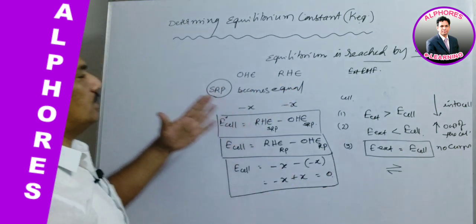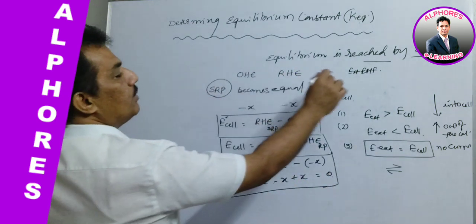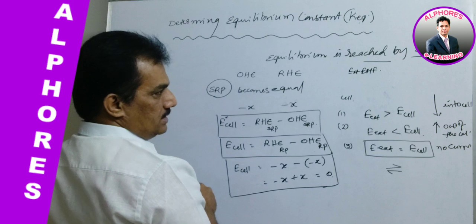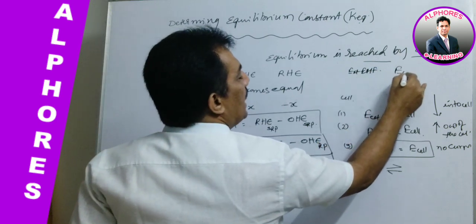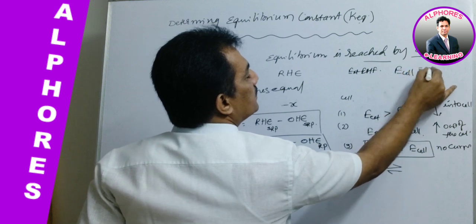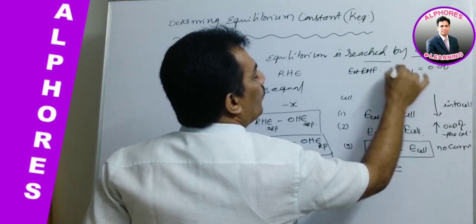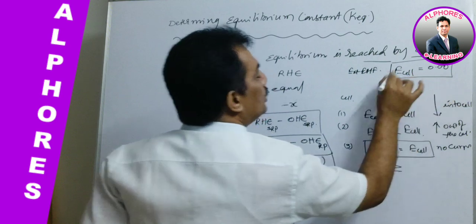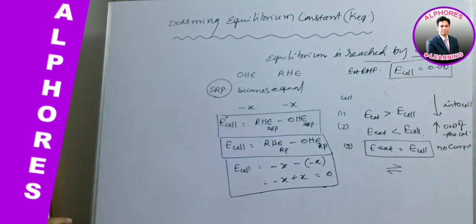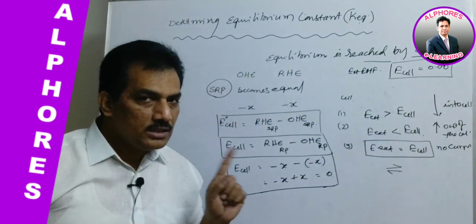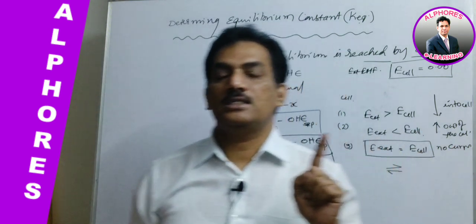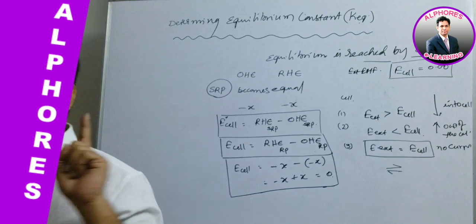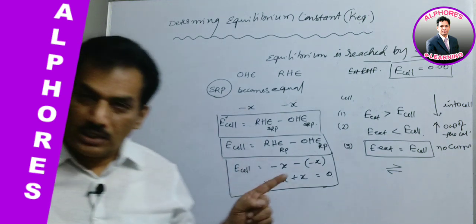Clear? That means altogether with all this, when equilibrium is reached by the cell, then simply we can say that E cell is 0. E cell becomes 0. And here you remember, E naught cell is not 0. One more concept: E naught cell is 0 only when the cell constructed is a concentration cell.